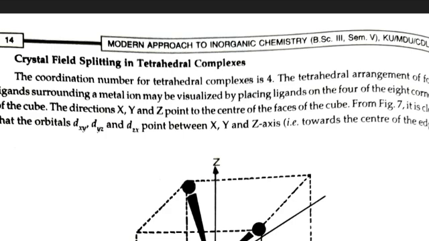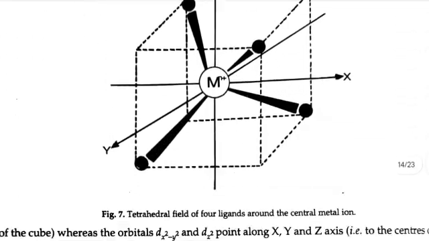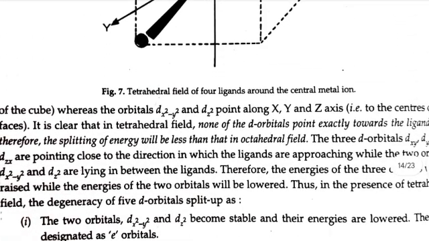The directions x, y and z point to the center of the faces of the cube. It is clear that the orbitals dxy, dyz and dzx point between the x, y and z axes, whereas the orbitals dx square minus y square and dz square point along the x, y and z axes. It is clear that in a tetrahedral field, none of the d orbitals point exactly towards the ligand, and therefore the splitting of energy will be less than that in an octahedral field.